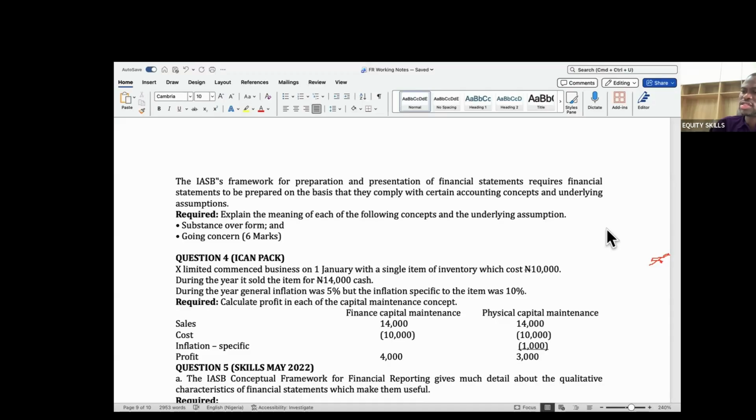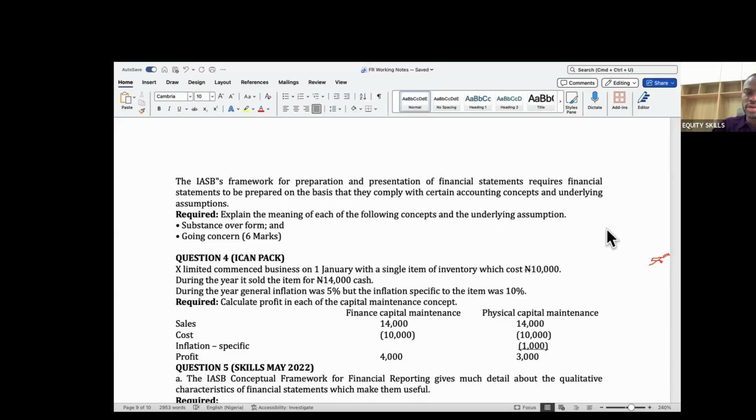The substance of that sale is that you have borrowed money. You have borrowed money and you are going to pay back, because you have a present obligation to deliver cash. You told the person, I will buy it back from you. I will pay you money. And you have agreed. So the substance is that you recognize that as a liability, not as a sale. So those are majorly the popular examples that we have for substance over form.